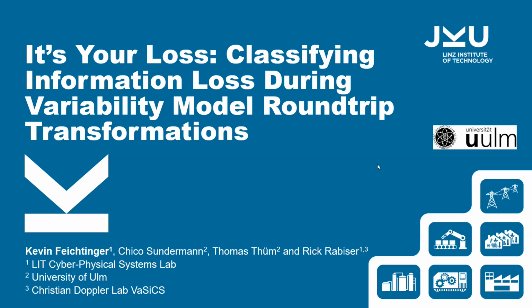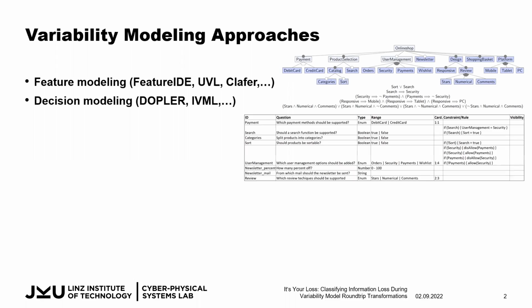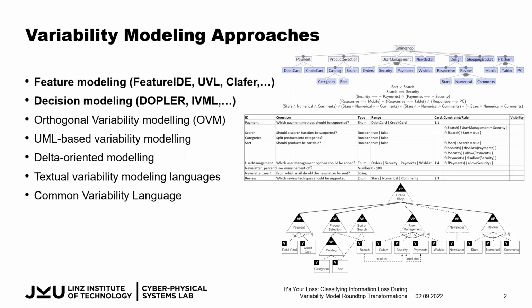So in our work we work with variability modeling approaches, and as most of you will know, there are many of them developed in the last 30 years. Coming to mind often are feature modeling, like FeatGD or the universal variability language, or decision modeling approaches like Doppler or EVML. But there are also a lot of other different variability modeling approaches out there, like orthogonal variability modeling, UML-based approaches, or textual approaches.